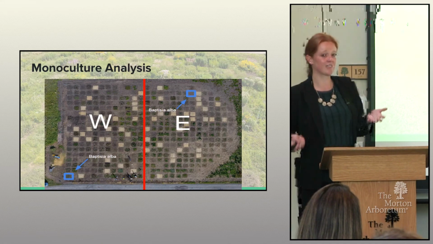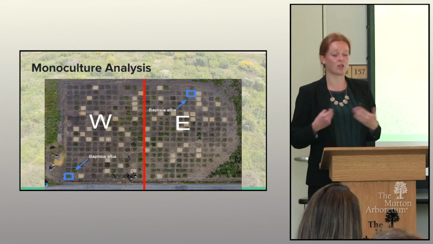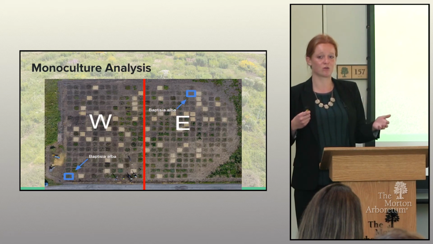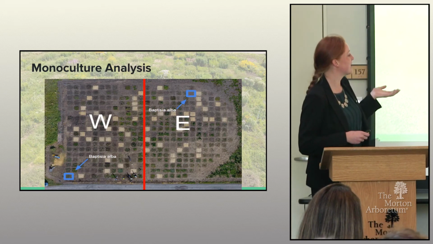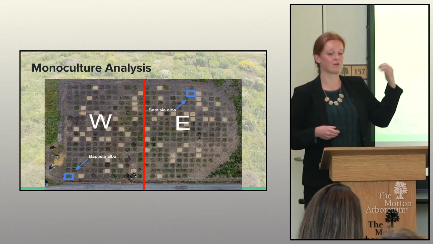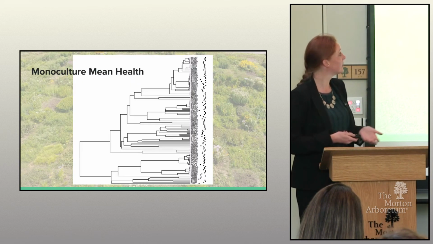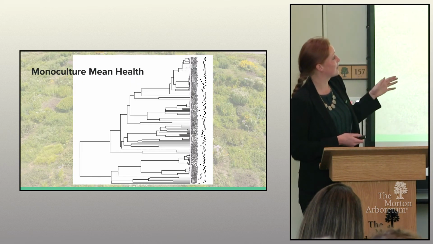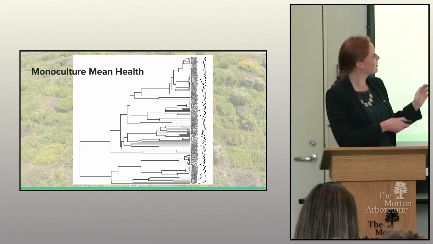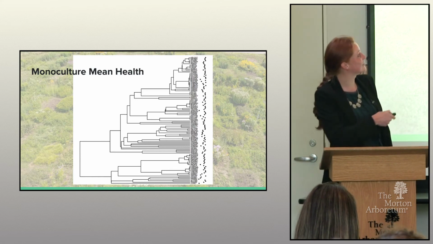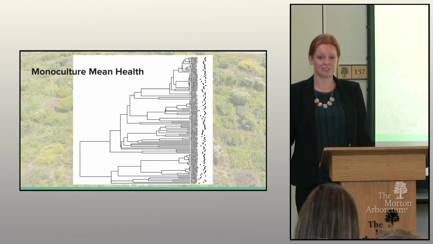So after collecting all of my data, we statistically analyzed it all in R, and I wanted to look at the monoculture mean health first. So we took the mean health of the monocultures from the west and from the east, and we averaged the 2. And we input them onto a phylogenetic tree where all the dots represent the mean health for all 127 species.